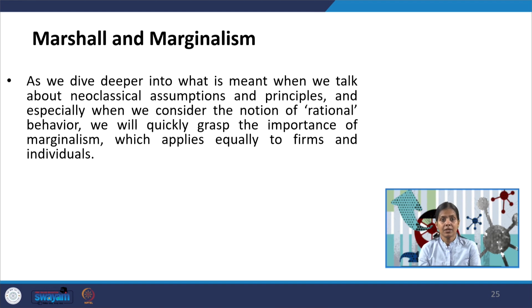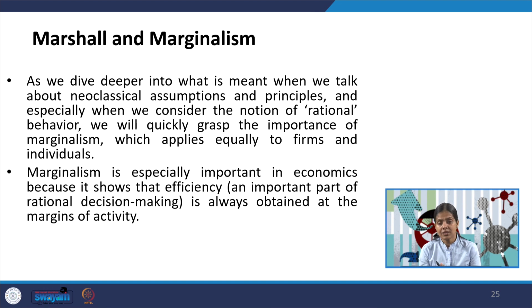As we dive deeper into what is meant when we talk about neoclassical assumptions and principles, and especially when we consider the notion of rational behavior, we will quickly grasp the importance of marginalism, which applies equally to firms and individuals. Marginalism is especially important in economics because it shows that efficiency, an important part of rational decision making, is always obtained at the margins of activity. And what is meant by margin? Margin, as we know, is always towards the end, towards the side of any paper or anything. So, margin is basically what is happening at the end.